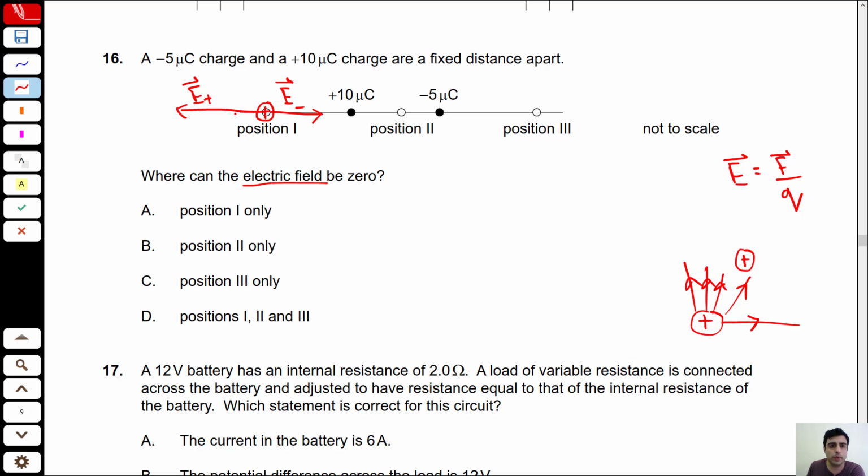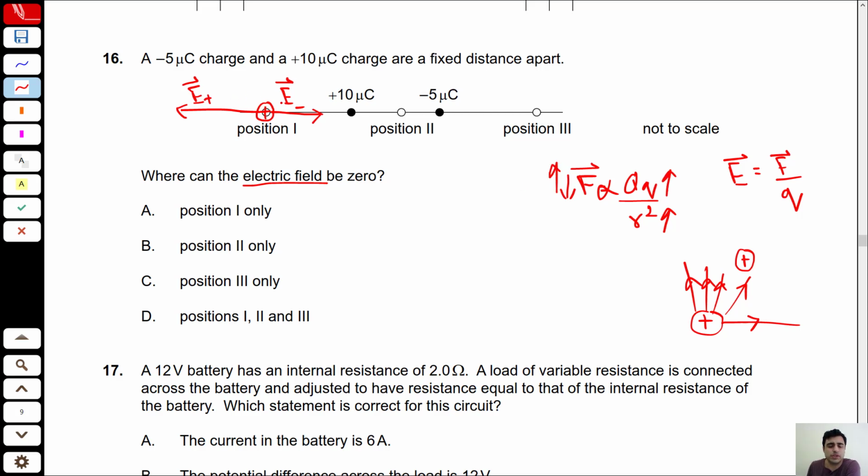This one will be bigger in magnitude because this positive field strength acting on the test charge is due to this plus 10 microcoulomb. It's a bigger charge and much closer to the test charge, hence the repulsive force will be bigger. Just as a reminder, the electrostatic force is directly proportional to the product of the two charges and inversely proportional to the square of the distance between them. As the distance increases, the force decreases, and as the charge increases, the force increases.